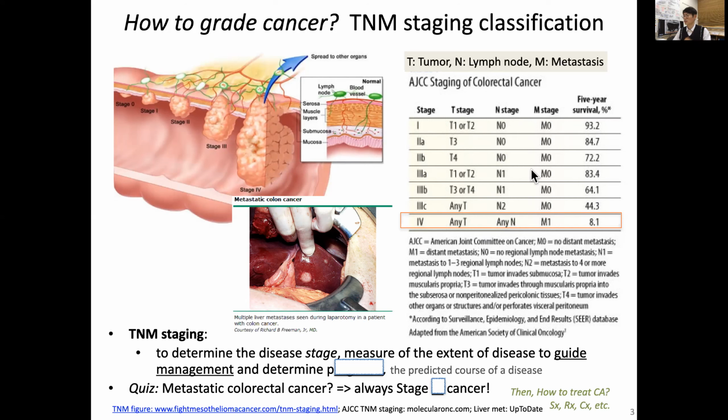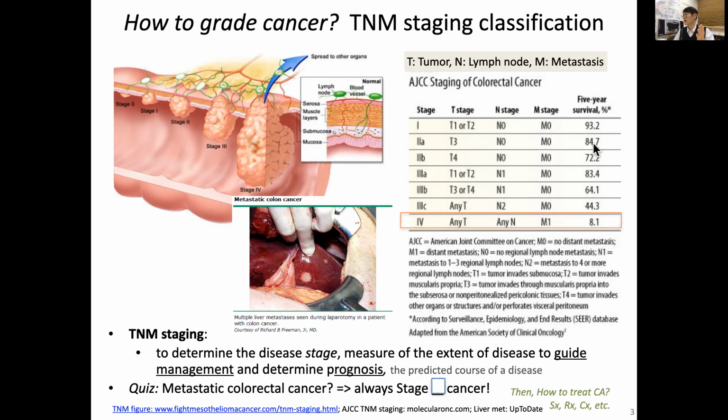Once we stage, we know how to guide the management and treatment, and to determine prognosis, which means the predicted course of a disease. So from this staging, we know the likelihood of what will happen; the disease progression is almost determined by this prognosis, which is represented here as a 5-year survival, a very important factor. If you look at stage 1, after 5 years, over 93% will still survive.